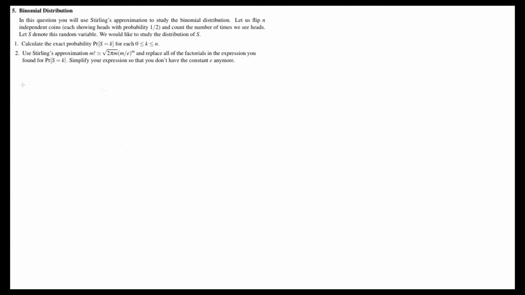Right? So first of all, let's do question 1. Question 1 asks us to calculate the exact probability that we get k heads. So this is very simple. How many different ways can we get k heads? For n coin tosses, you choose k of them to have heads, so we have n choose k. And what's the probability of each of these sample points? Since the coin is a fair coin and we have n coin tosses, the probability of any sample point is going to be 1 over 2 to the n. So this is the probability of getting k heads. Right?